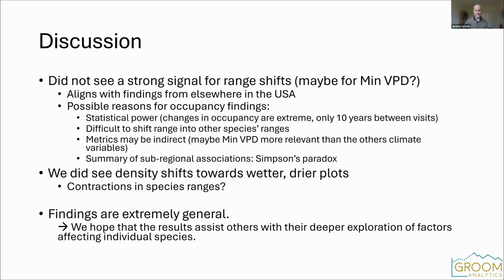So statistical power, we're trying to look at changes in plot occupancy in a 10-year period. So it could be just we didn't have much of a shot. There's also, it could be ecological. It could be difficult to shift one's range into other species' ranges due to competition, lack of seed bank, and so on. Also, the metrics themselves may be indirect. That is, temperature and precipitation might not be the best tools to use to try to gauge where species ought to go.